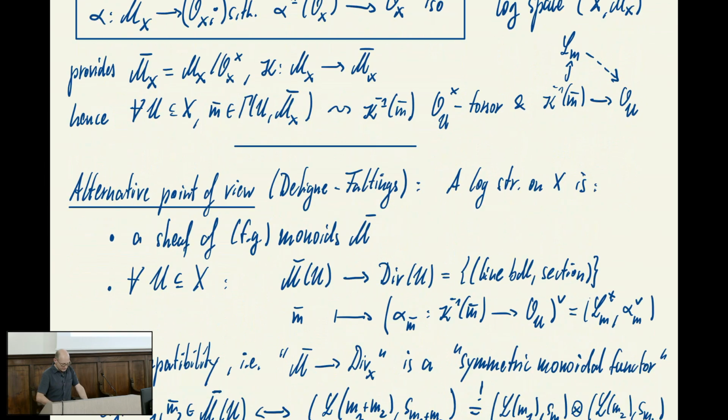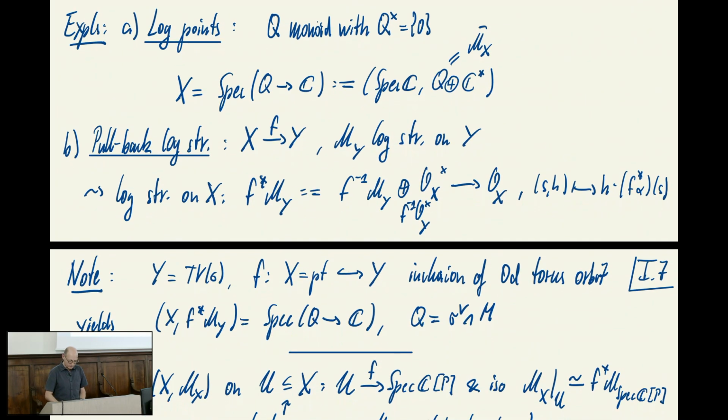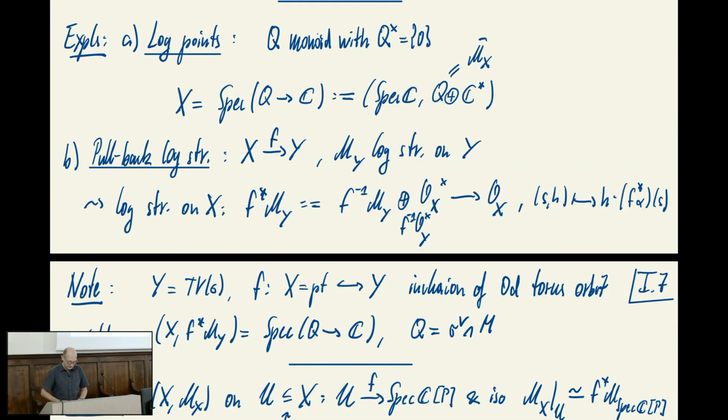I'm not giving you the alternative point of view. You can read it if you like. Actually, it might be fitting because it's due to Vistoli, just a few blocks down. Angelo Vistoli, who wrote it in a paper with Borne, on parabolic sheaves, and Mattia can tell you more about it, of course. So that's a cool way to also think about it. But I promise that you won't need to understand much more than toric log structures by this construction. But before doing that, let me do one more thing, which are log points.